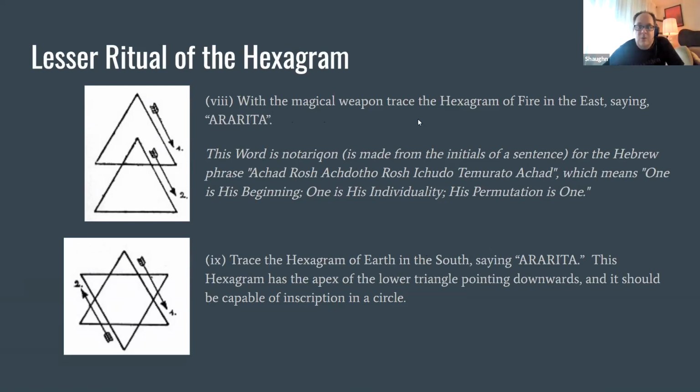So with the magical weapon, trace the hexagram of Fire in the east, saying Ararita. Okay, so the way that this is drawn is with the upper triangle. You start with the right-hand side and you go around in a clockwise direction. And then starting with the center point of the first triangle, you draw again in a clockwise direction, starting with the right-hand side of the triangle. So the word Ararita is what is known as notarikon, which means it is made from the initials of a sentence.